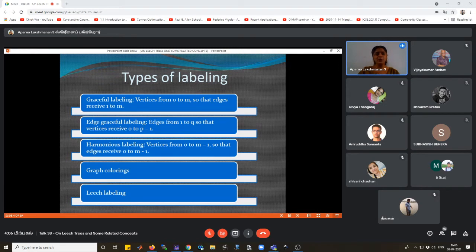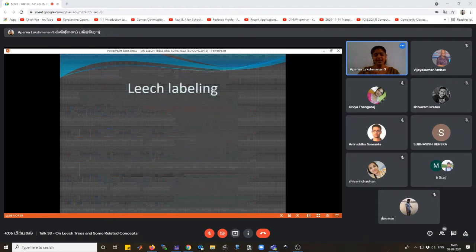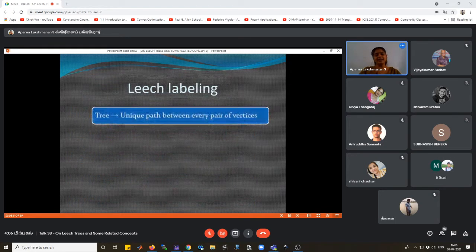So let us move on to today's topic, leech labeling. Leech labeling is not defined for all graphs. Leech labeling is restricted to the class of all trees. There is a special reason for us to restrict ourselves to the class of all trees. So what is special about trees? Trees, as you know, are connected acyclic graphs. The connectedness property and the acyclic property, both we are using here.